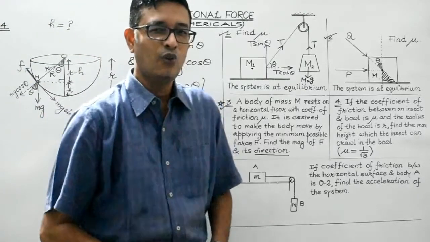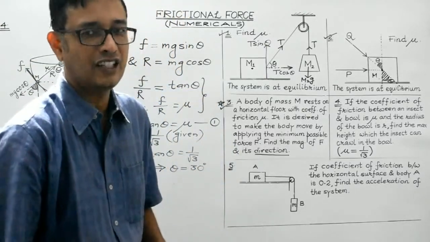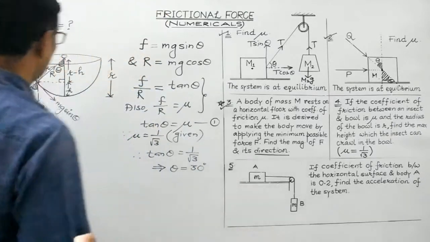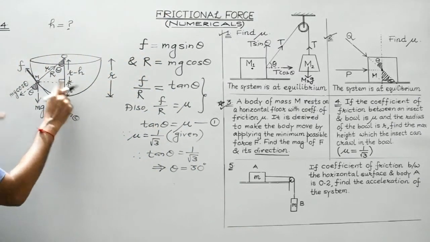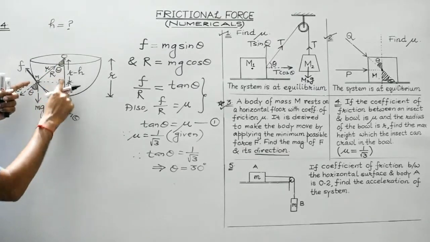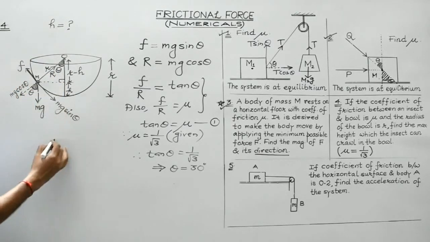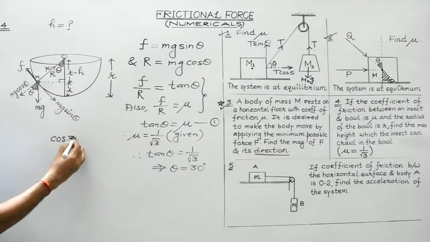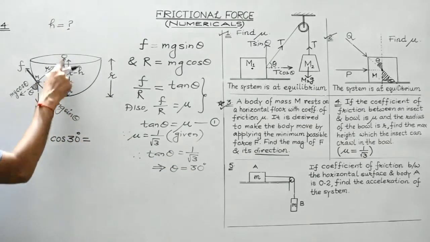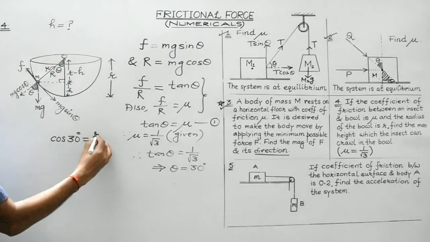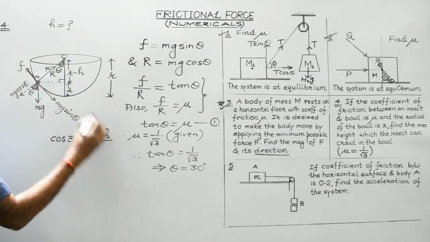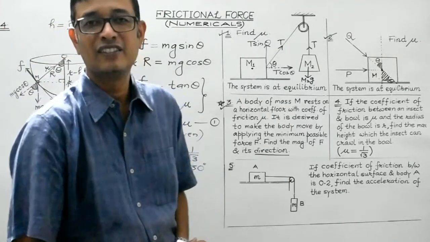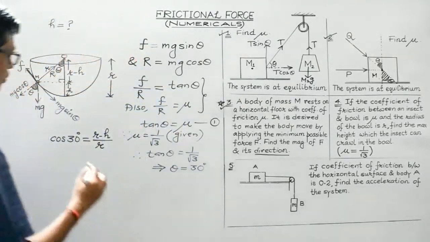Clear students? Once we have obtained the value of theta, now we can easily find the expression for h in terms of r. So consider this triangle and consider cos theta over here. Theta is 30 degrees. Cos 30 is equal to base over hypotenuse. Base is r minus h and hypotenuse is r. So cos 30, we are aware, is root 3 by 2.